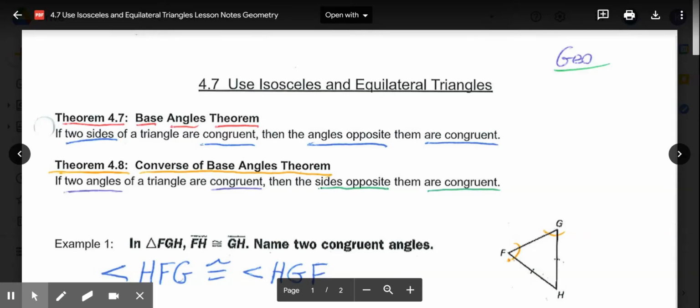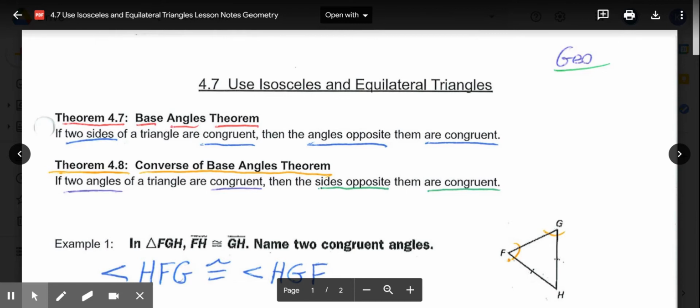Welcome to lesson 4.7, use isosceles and equilateral triangles. So in past lessons, we were looking at congruent triangles and using congruency to prove that corresponding parts are congruent or equal, or to find missing measures. Now in this lesson, we're going to forget about just congruent triangles, and we're looking at isosceles and equilateral.